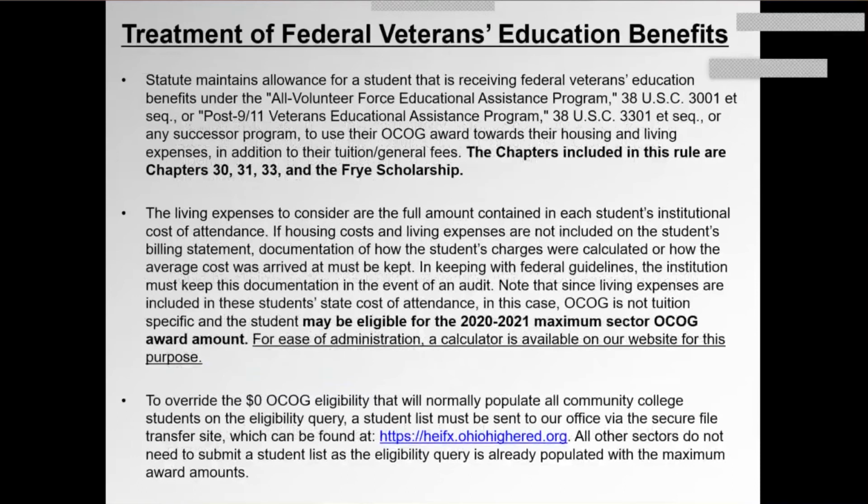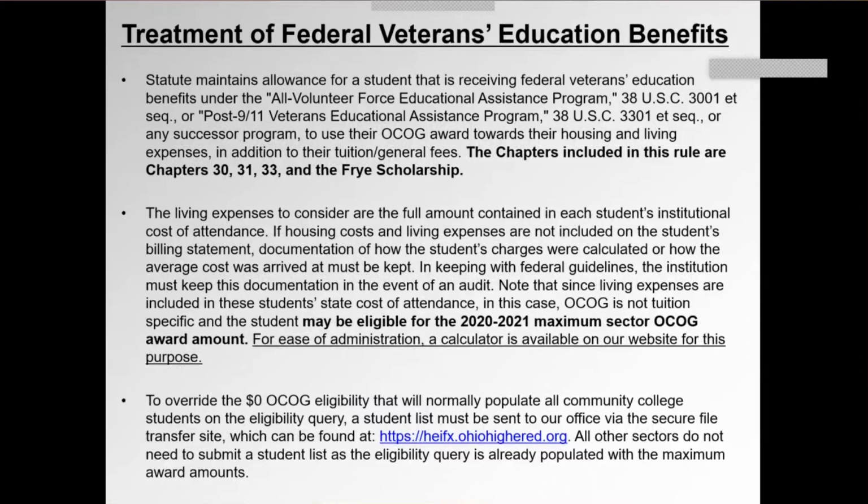Veteran education benefits. So this is for all sectors. If you have a student who is also receiving federal education benefits, which include chapters 30, 31, 33, and the FRI scholarships only, if they're receiving that, then you can use their federal benefits toward their tuition and general fees, and they can use OCOG toward their living expenses.